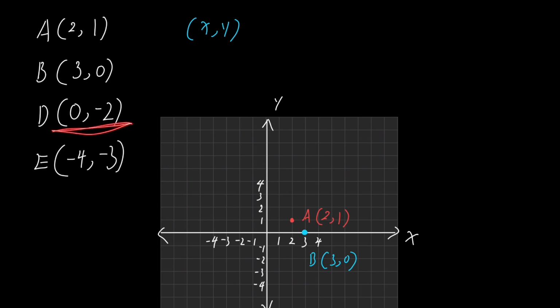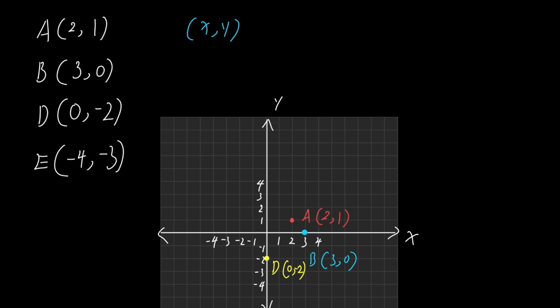Third one, 0 comma -2. 0 is the x value, which means we don't move at all. We only care about the y value this time, and it's -2, so we move down 2 units from 0. So 1, 2, and here is our final destination. This is D, and 0 comma -2.